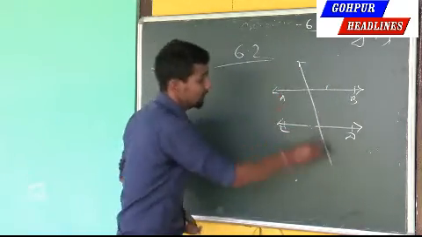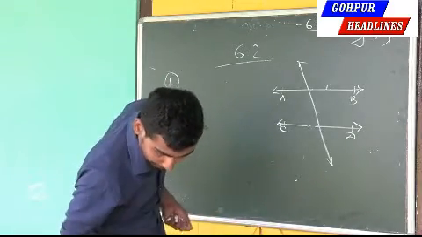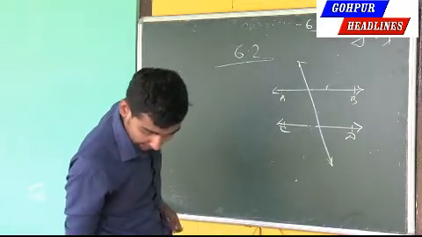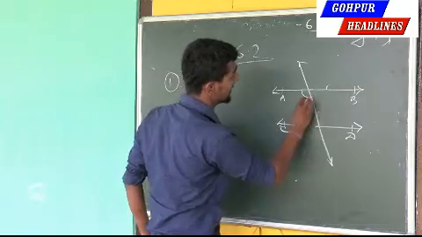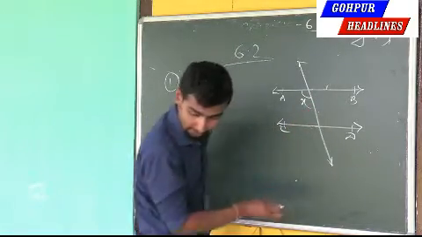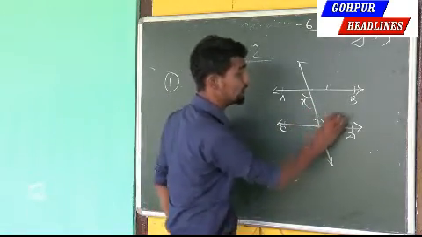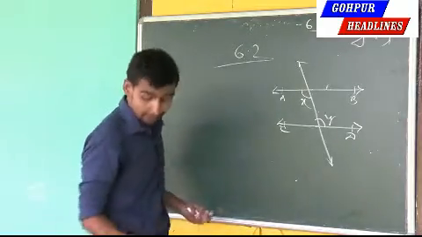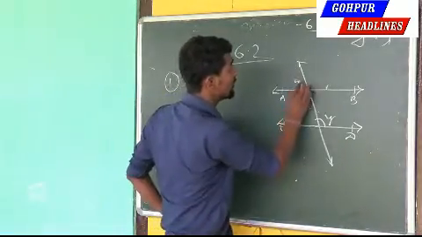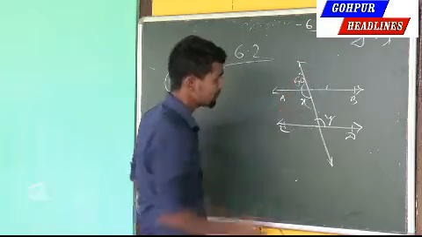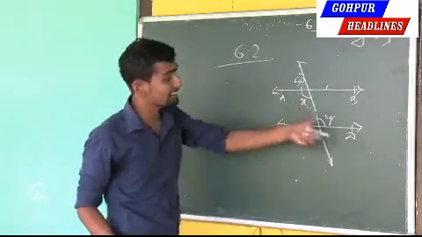So this is a transversal. Now we have to find the value of x and y. Here, given this is x and this is y, so these two are given to us. Now again, this angle is 50 degrees. So we have to find the value of x and y.